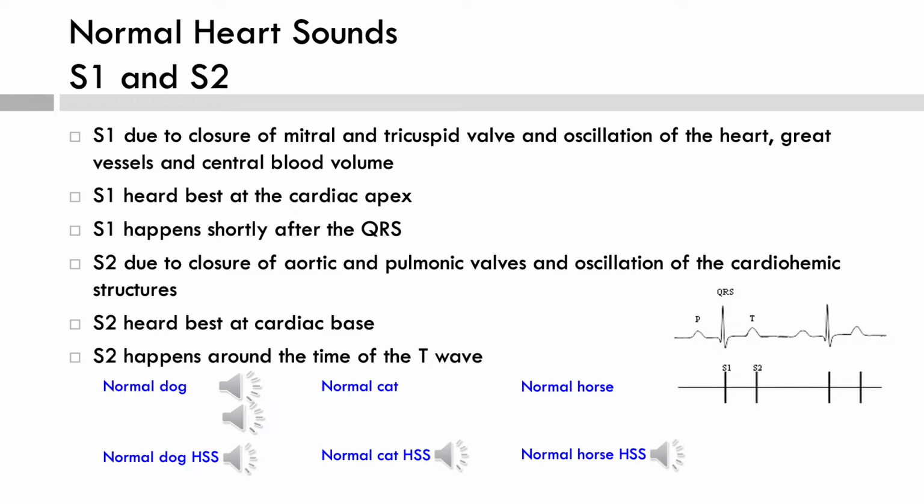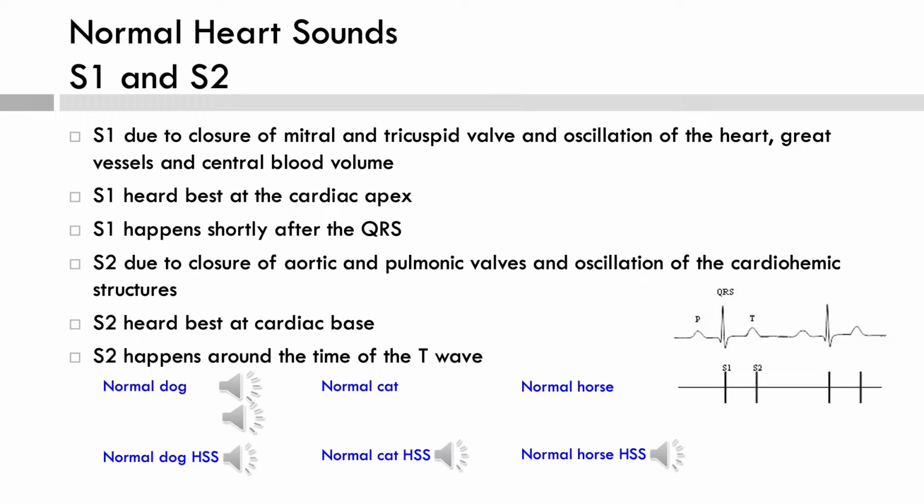On the phonocardiogram, which is depicted in the lower right, the first heart sound happens shortly after the onset of the QRS. S2 is a result of closure of the aortic and pulmonic valve and oscillation of the heart and cardiohemic structures. S2 is usually heard at the base of the heart and happens around the time of the T wave on the phonocardiogram.